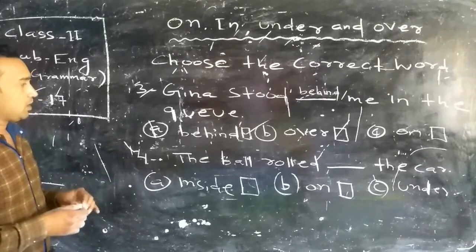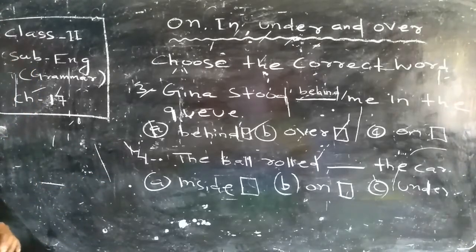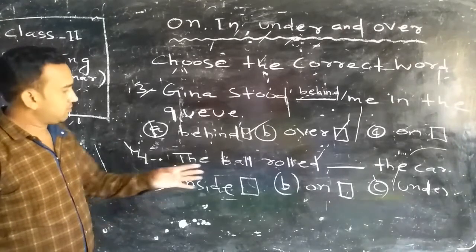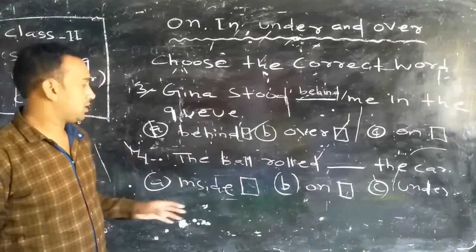Then fourth number. The ball rolled dash the car. Options are inside, on, under.